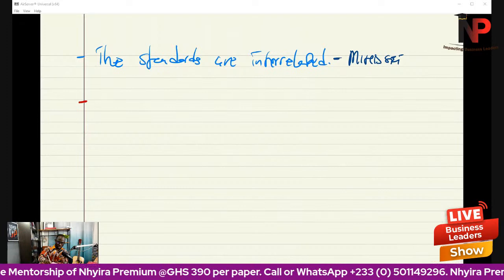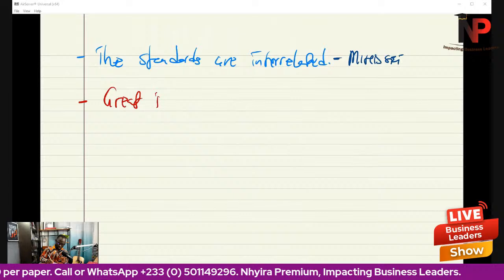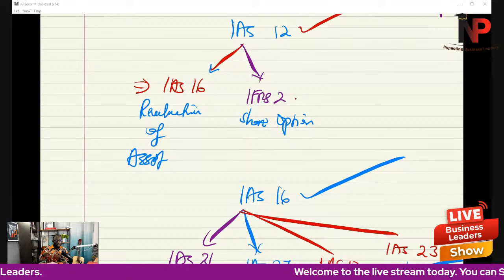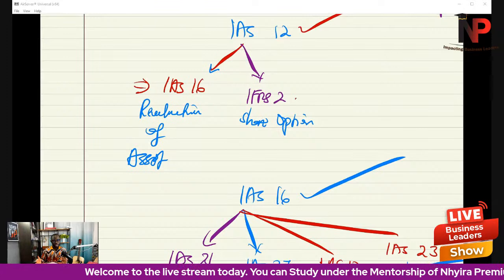Number two is that you need a great tuition on these things. That's the second thing. You need a great tuition on these things because you need to understand how the standards are weaved together, the relationship that exists among the standards or between the standards in order for you to increase your chances of passing the examination. So you need a great tuition.